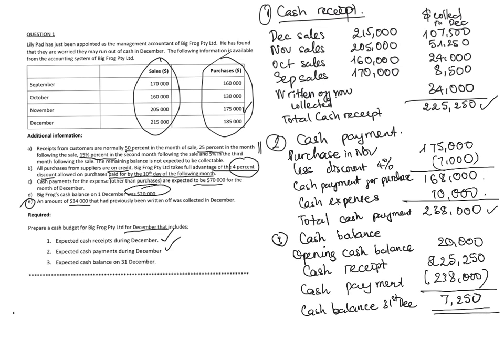You know that for a cash budget like this, ideally you have to present it in a proper format, which means you have to put Big Frog Pty Ltd, budgeted cash for December. And then you present 1, 2, 3 like this.